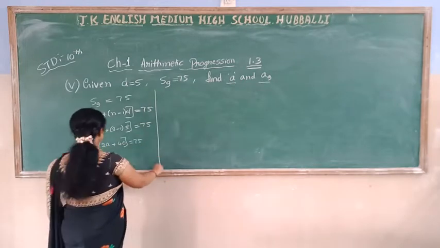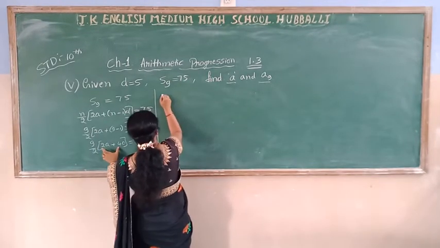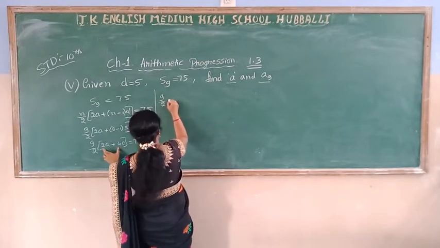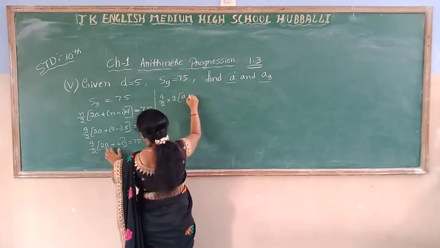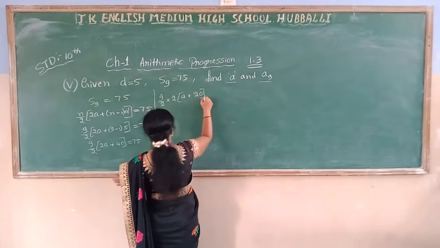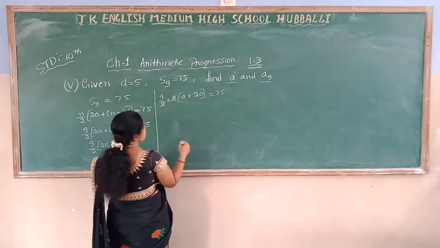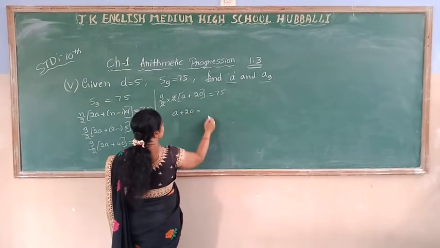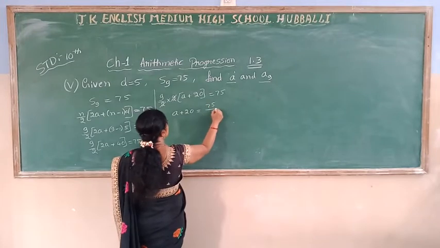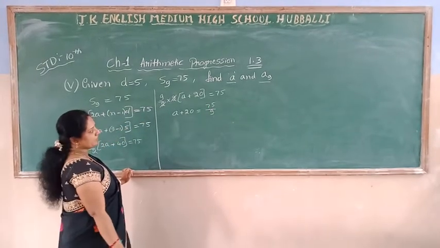Then take 2 common in these 2 terms. If I take 2 common, then it comes out: a plus 20, 2 20s are 40, is equal to 75. The 2s are cancelled. Then a plus 20 is equal to 75 divided by 9. You divide both sides by 9, you will get it this way.